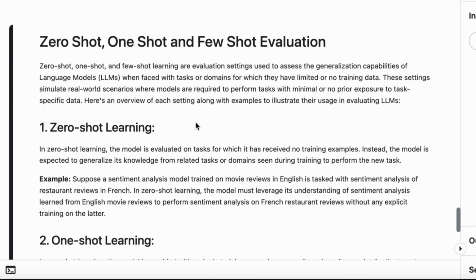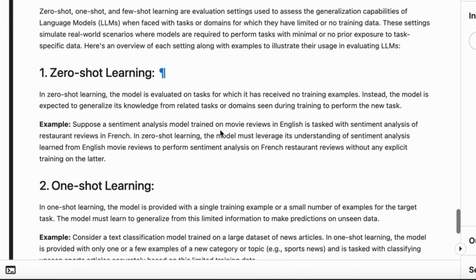Okay. Now let's talk about zero-shot, one-shot, and few-shot evaluation. Zero-shot, one-shot, and few-shot evaluation are used to assess the generalization capabilities of a language model when faced with tasks or domains where it has limited or no training data. So they have to be creative at that time. In zero-shot learning, the model is evaluated on a task for which it has received no training examples. You can directly put the prompt to that large language model and ask it to generate without any kind of context.